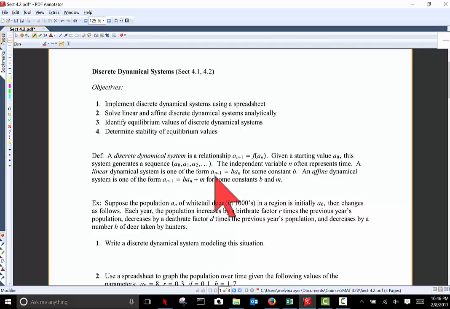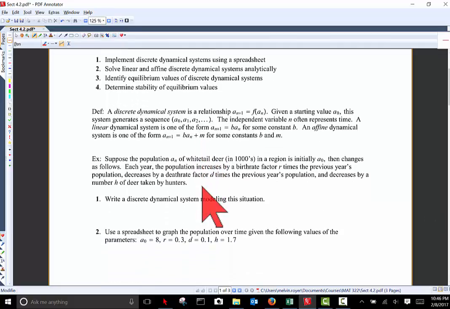Some of the most common forms will be linear, where it is just this form, or another slightly more general case, an affine dynamical system. A sub n plus 1 is b times a sub n plus another constant, m.